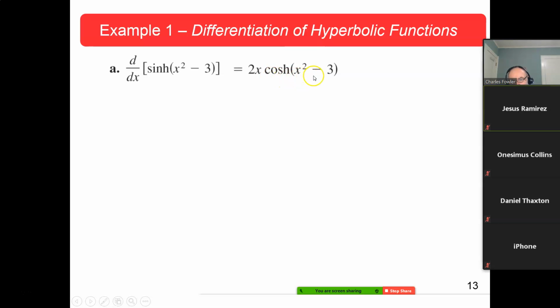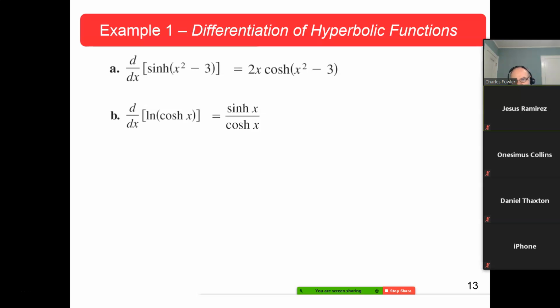Okay, so that part is exactly the same, and then you do the chain rule of this part. That would be the 2x, and that's where the 2x comes from. Just like if that would have been the derivative of sine of x squared minus 3, that would be cosine of x squared minus 3 times 2x. So no difference there, because that rule is the same. Okay. All right. Your log issue will be the same.